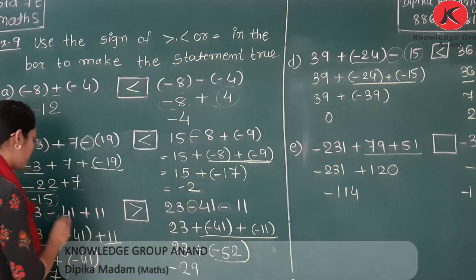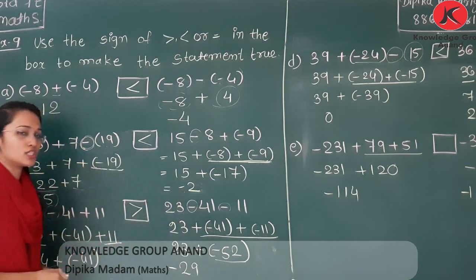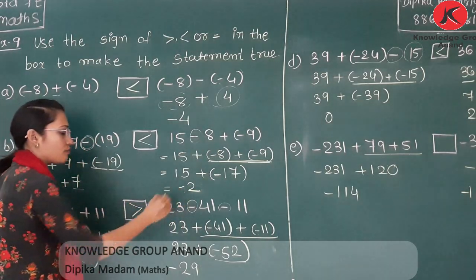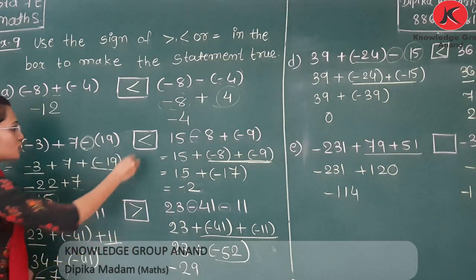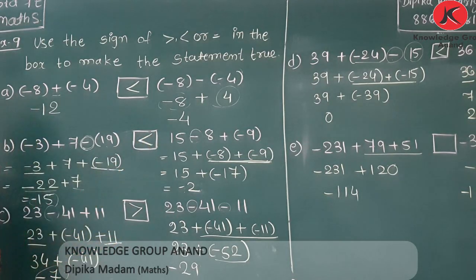Now comparison. -15 and -2. Which one will be greater? -2. Why? Because it is on the right side. So less than sign in the box.